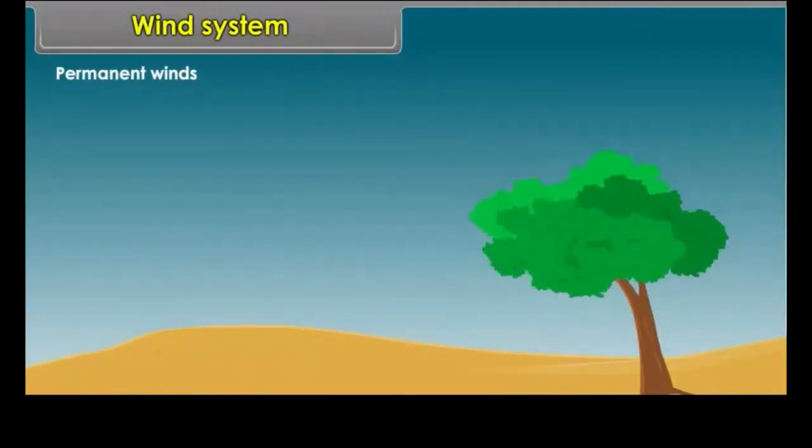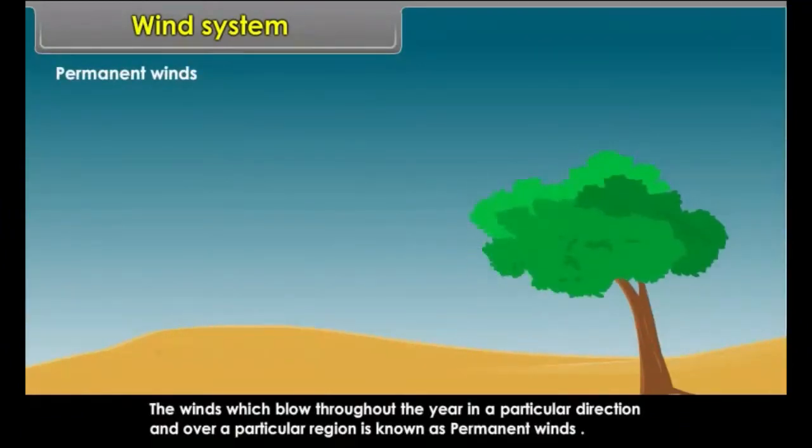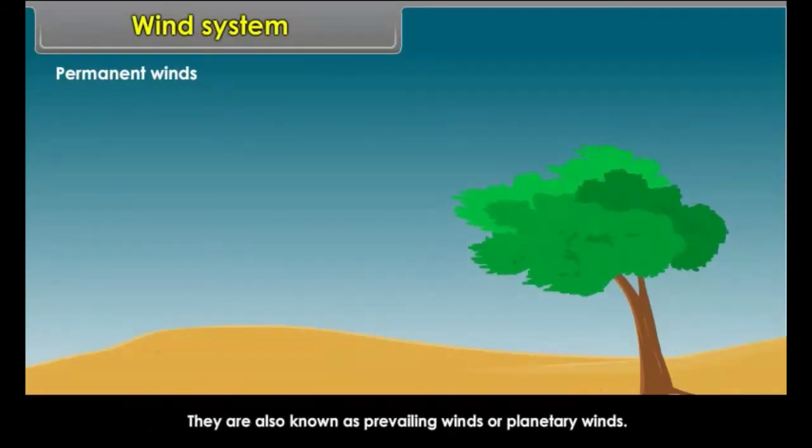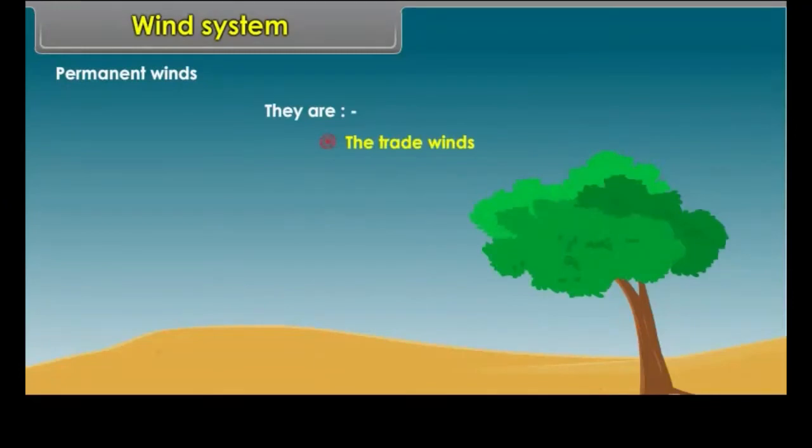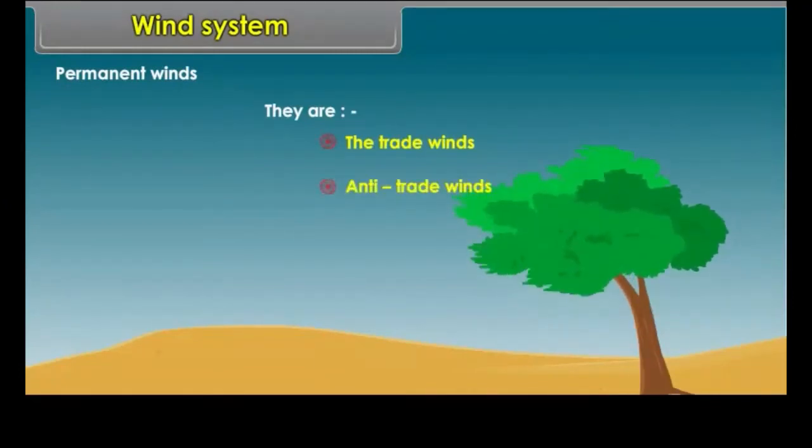Permanent winds. The winds which blow throughout the year in a particular direction and over a particular region are known as permanent winds. They are also known as prevailing winds or planetary winds. They are the trade winds, anti-trade winds, and polar winds.